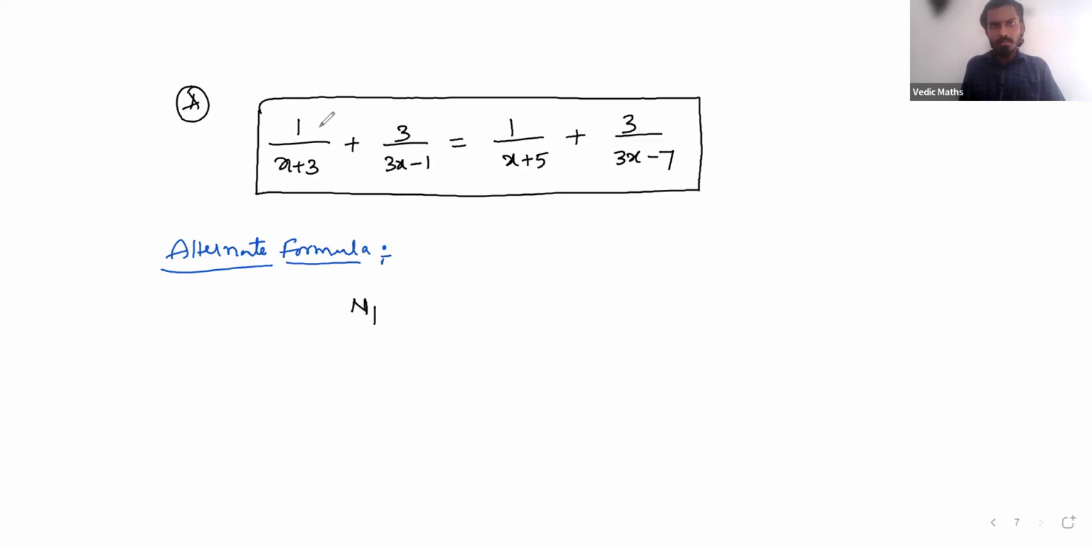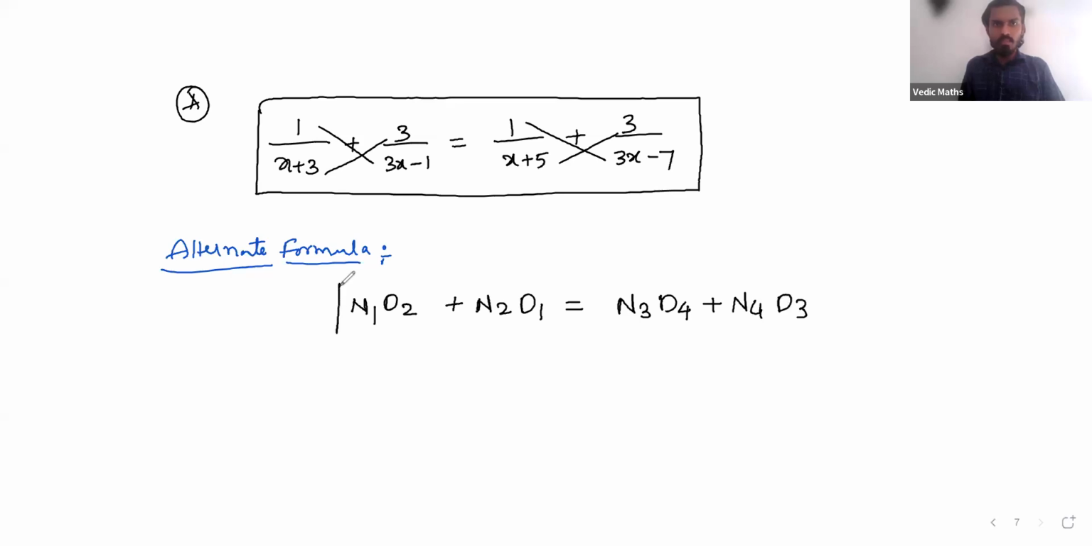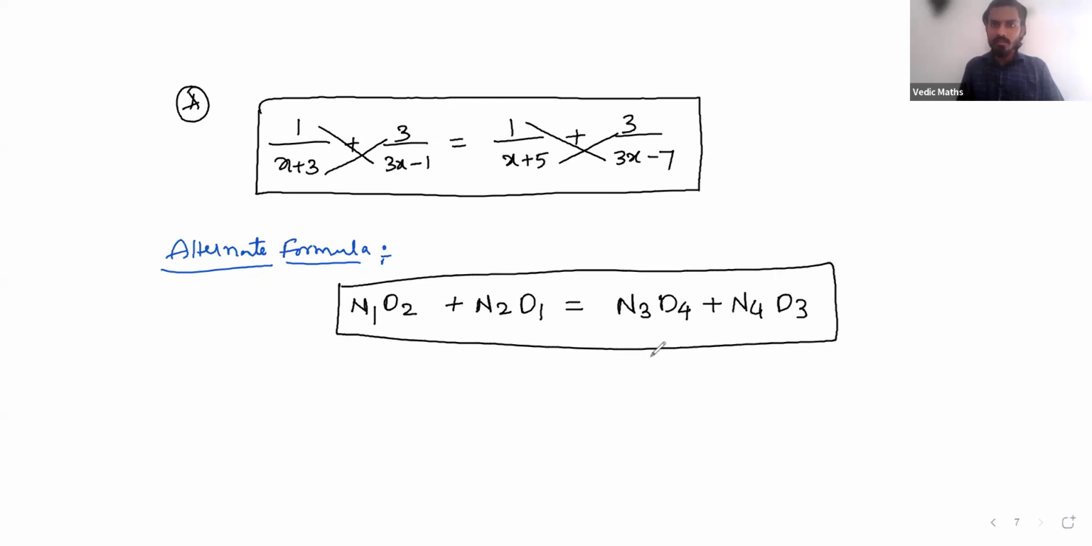N1 is multiplied by D2, and N2 is multiplied by D1. That is equal to N3 multiplied by D4, and N4 multiplied by D3. If you are equating the numerators, you are nothing but doing this.